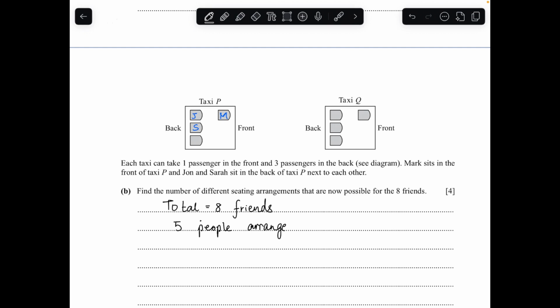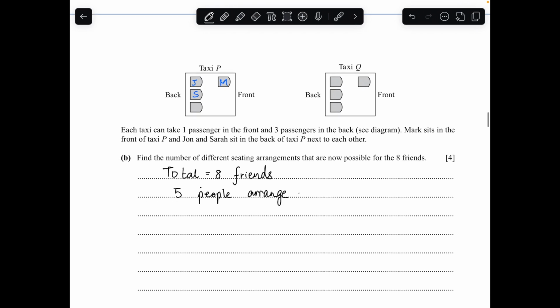So how can you arrange these 5 people? That's what we need to find. So in taxi P, let's start with taxi P. What is happening in taxi P? We have 3 seats occupied, 1, 2, and 3 already by John, Sarah, and Mark. So we have only 1 seat left, and there are 5 people. So 5 people and 1 seat. That can be done by 5 choose 1.